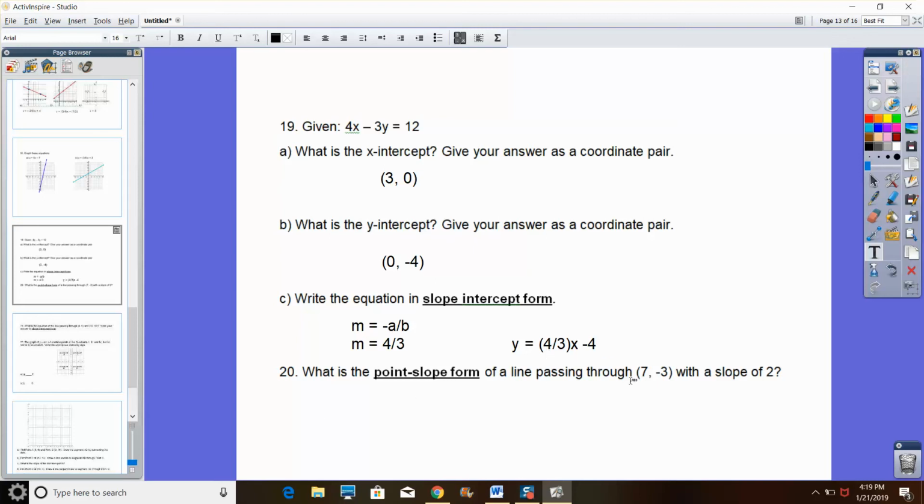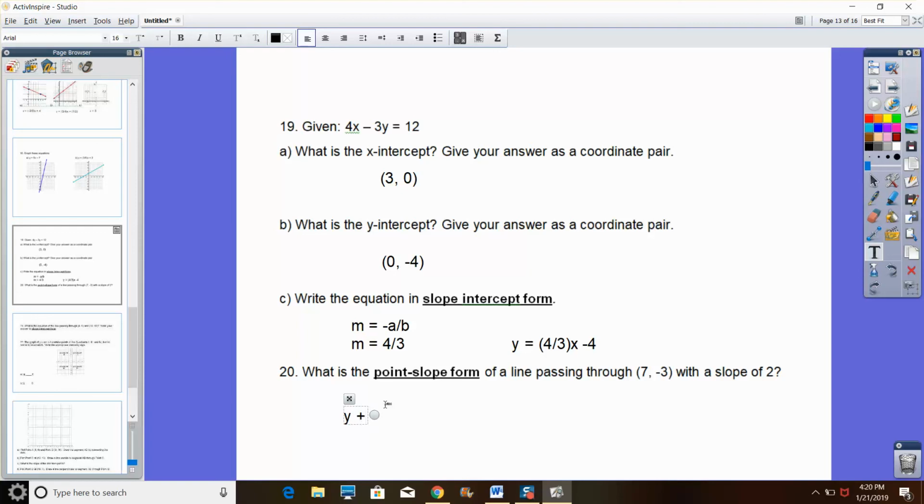Okay, the point-slope form of a line passing through these points with a slope of 2. So we're on point-slope form now. Remember, point-slope form is y minus y1 equals m times x minus x1. I actually just made a video not too long ago about it that you can certainly check out for more information about point-slope form. In this case, the point on the line is (7, -3).